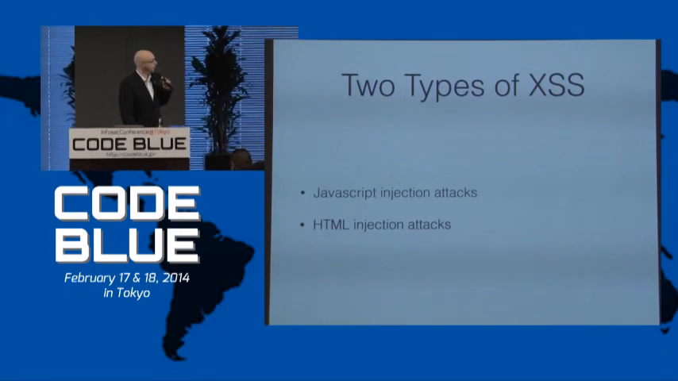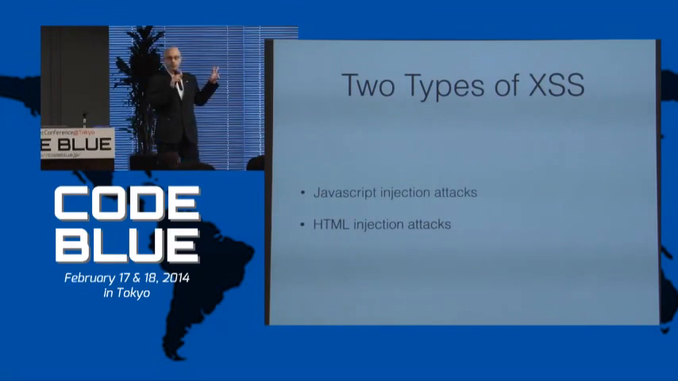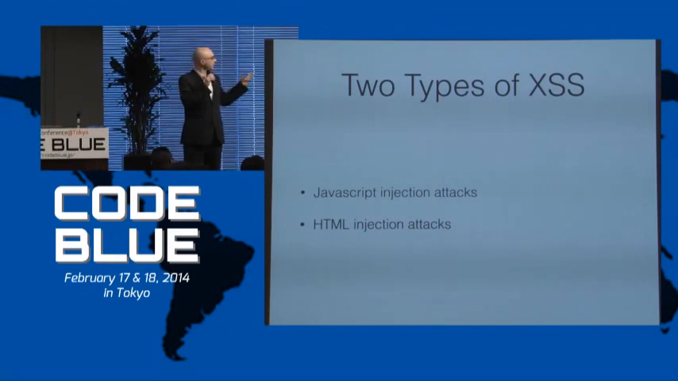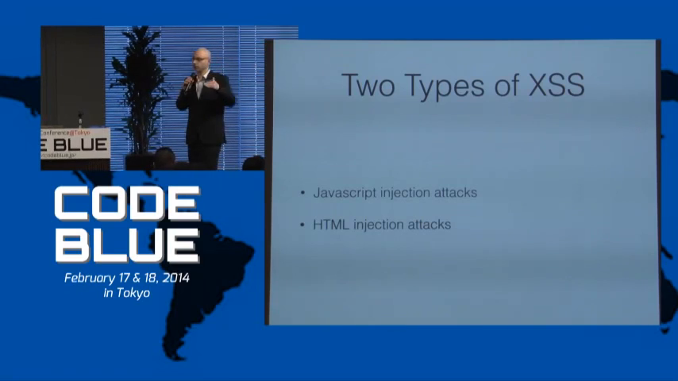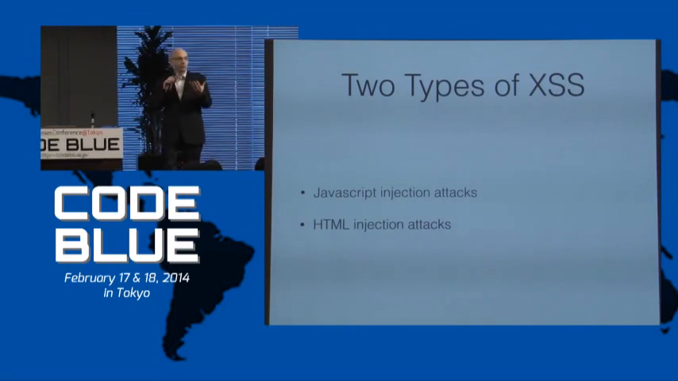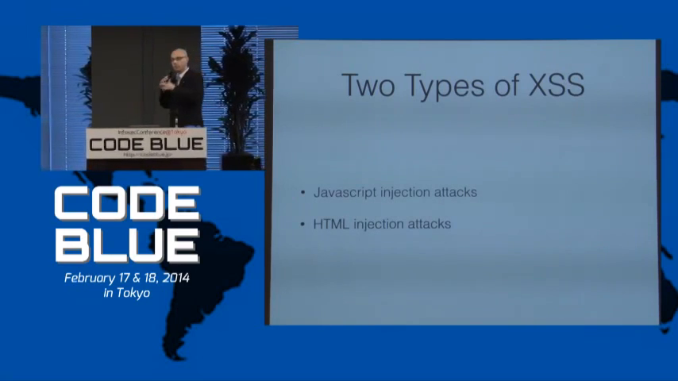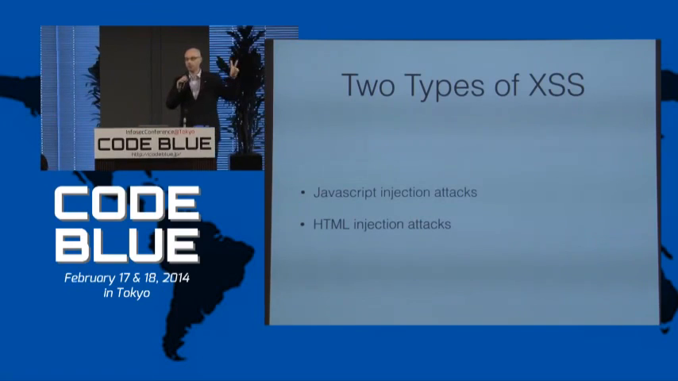If we look at XSS, there are really two types. There's JavaScript injection attacks, and there are HTML attacks. If you work with XSS, there's a whole bunch of different sort of names for these, but for detection, two types.